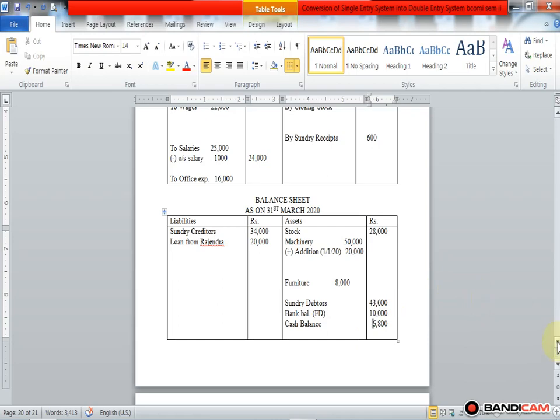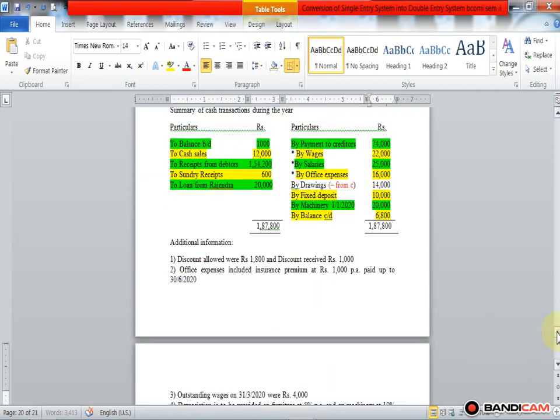Okay, now we transfer all the cash account. Now we make the effect of adjustment. First adjustment, discount allowed were rupees 1,800. So discount received and discount allowed. Discount allowed rupees 1,800 and discount received rupees 1,000.